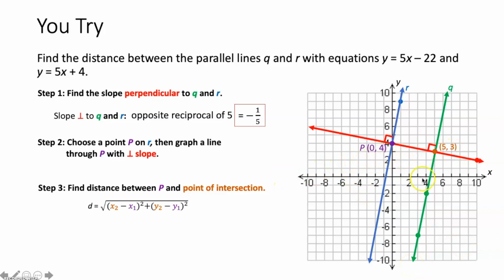So I choose one of these points to be x sub 1, y sub 1, the other one to be x sub 2, y sub 2. Doesn't matter which one you choose to be which, you could switch those, you get the same answer. So I plug these coordinates into their corresponding spot in the distance formula, and I simplify.